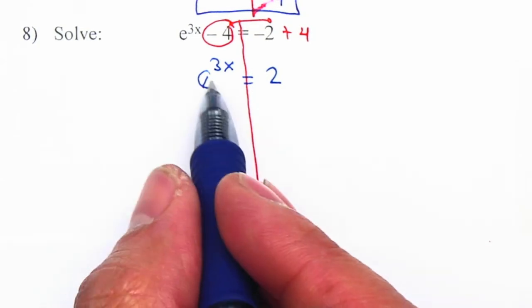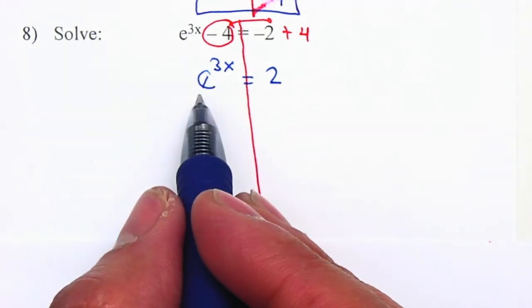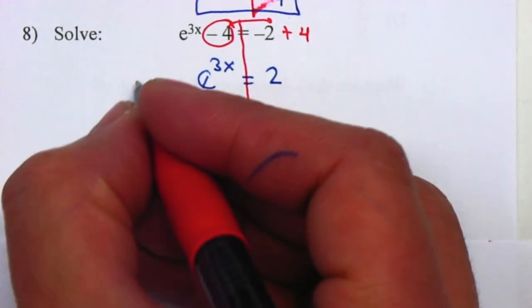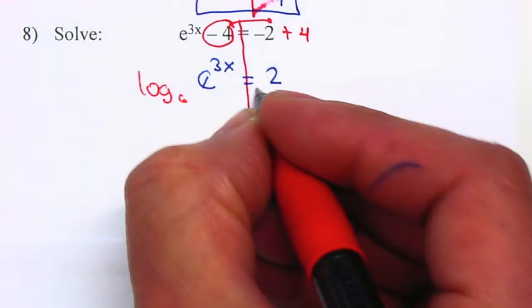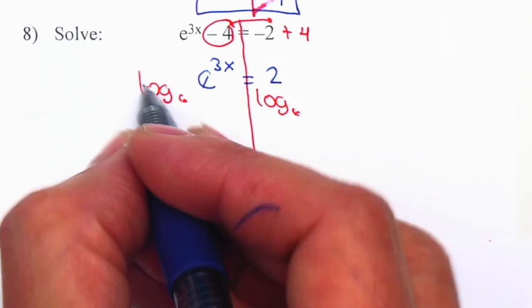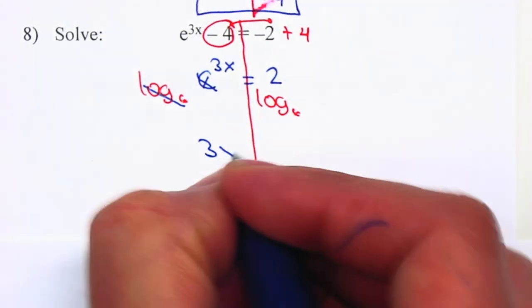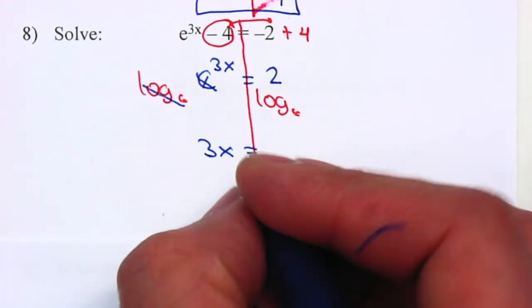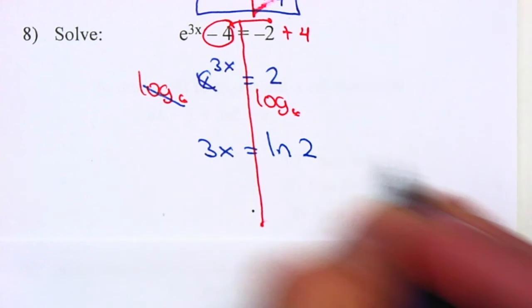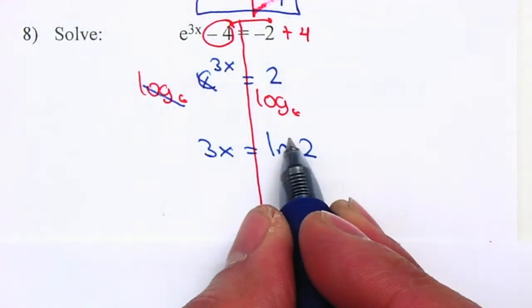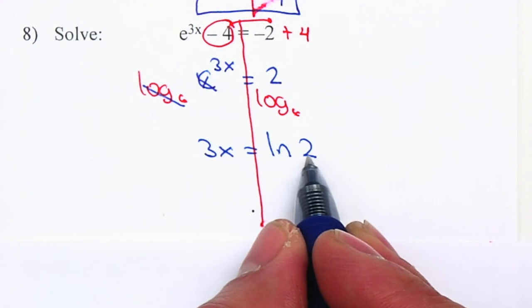I want to get rid of the base, so the opposite of a base is a log. So I'm going to do log base e on the left, log base e on the right. That will cancel. So we have 3x. Now remember, we don't write down log base e. We write down ln of 2. The 2 is not an exponent. Some of you guys are giving me a little 2 on top. It's the natural log of 2. Should be a big 2.